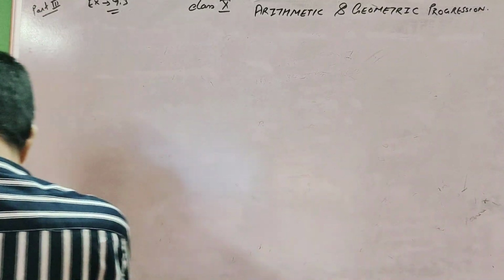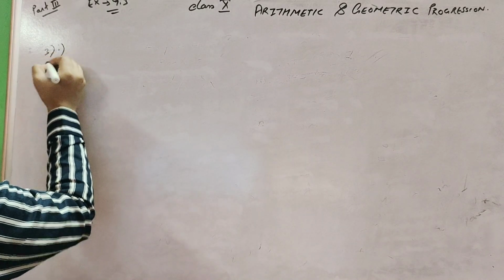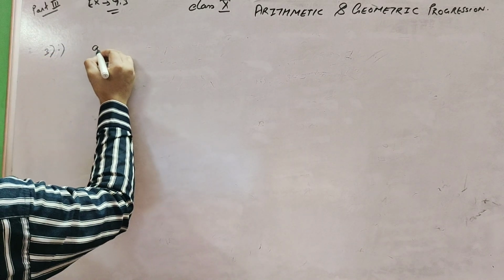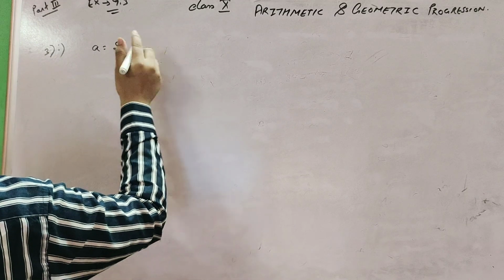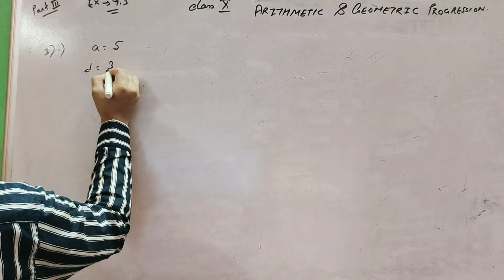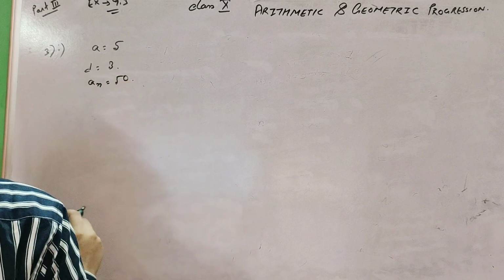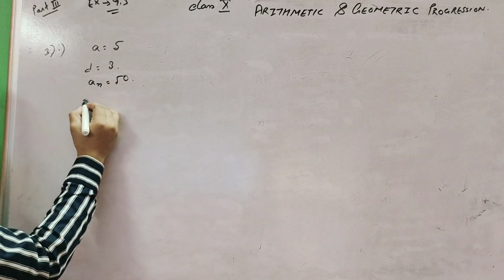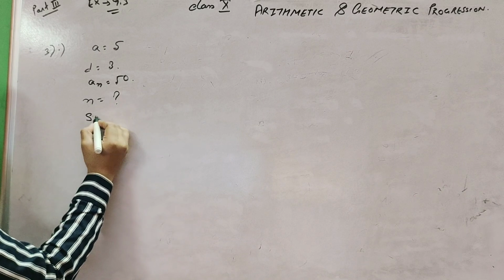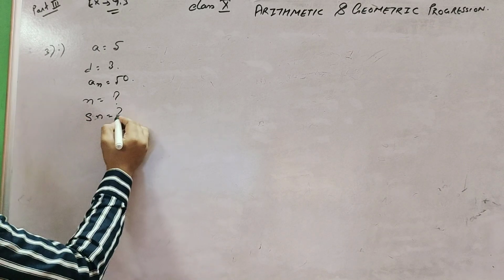Now question number 3.1. In question number 3.1 you see given a equals 5, that is the first term, d equals 3, that is the difference, and a_n is 50. Find n and S_n. These two we have to find out.